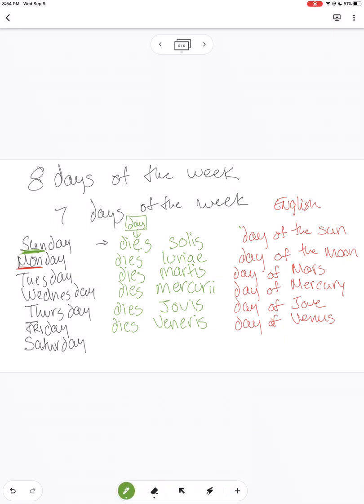And then Saturday, Dies Saturni. So day of Saturn. And he's another god. So he's the father of Jupiter. So there we have the 7 days of the week.